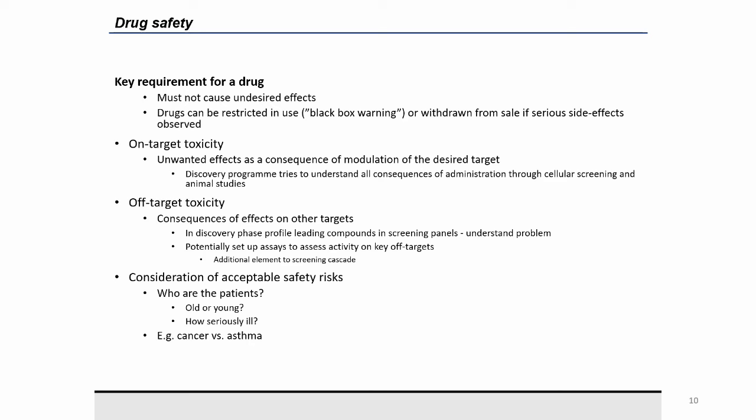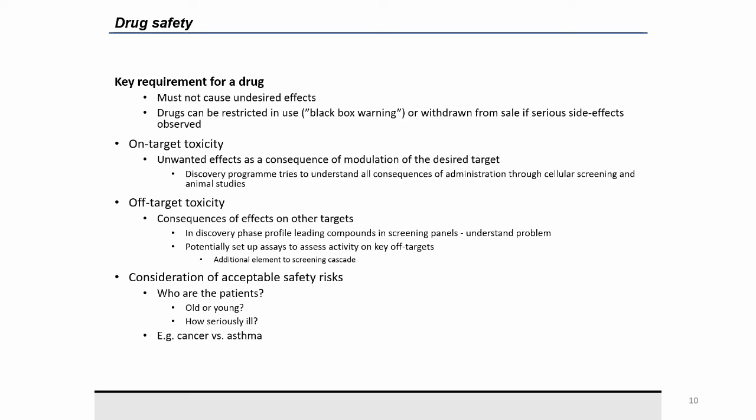These are unwanted effects that you get from whatever it is you're doing to the target. And so this is something that your project team are going to try and understand the consequences of through screening in cells, through animal studies. Off-target toxicity, on the other hand, is consequences of effects that you might have on other targets.